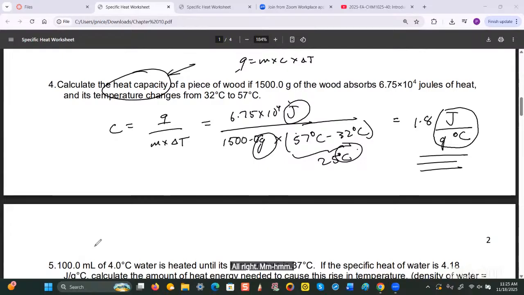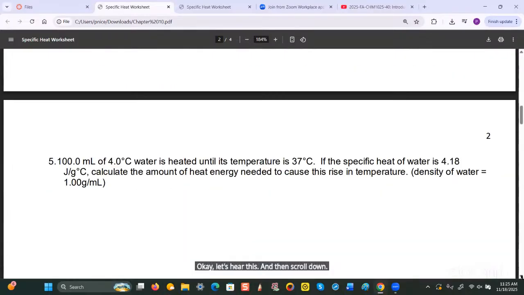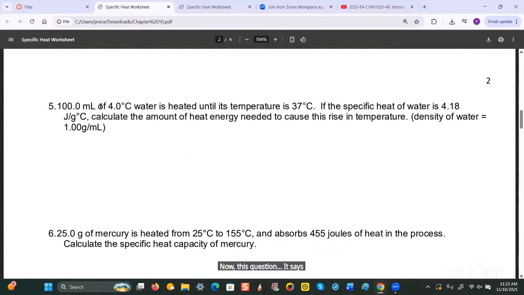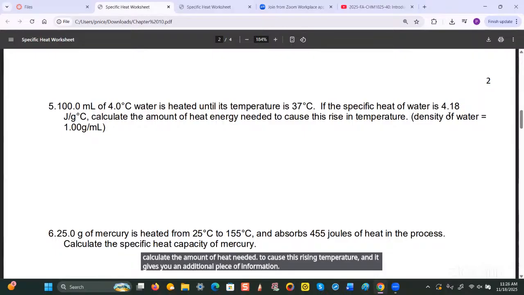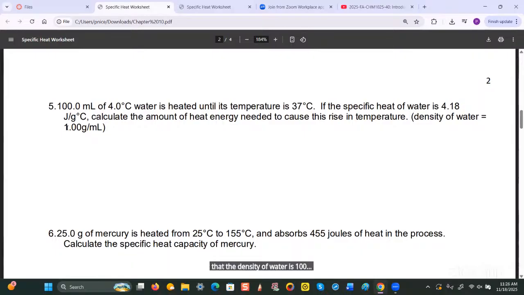Okay, any other questions? Okay, let's clear this. And let's scroll down. Now, this question says 100.0 mL of 4 degrees Celsius water is heated until its temperature is 37 degrees Celsius. It says that the specific heat of water is 4.18 joules per gram degree Celsius. Calculate the amount of heat needed to cause this rise in temperature, and it gives you an additional piece of information that the density of water is 1.00 grams per mL.